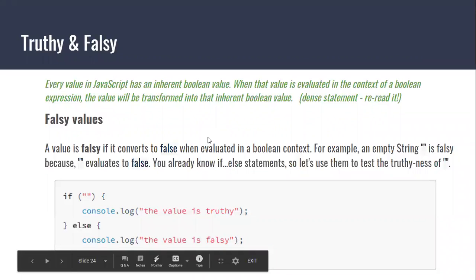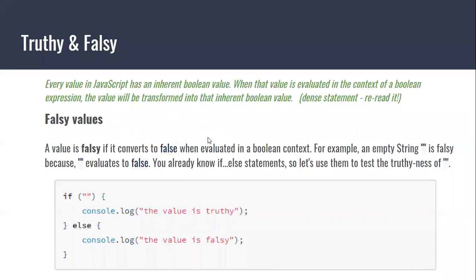So truthy and falsy, I think we kind of already touched on it a little bit, but every value in JavaScript has an inherent Boolean. That's one thing you've got to remember. So when the value is evaluated in the context of a Boolean expression, the value will be transformed into its inherent Boolean value. Dense, it's very dense. You have to reread it. It's very strange.